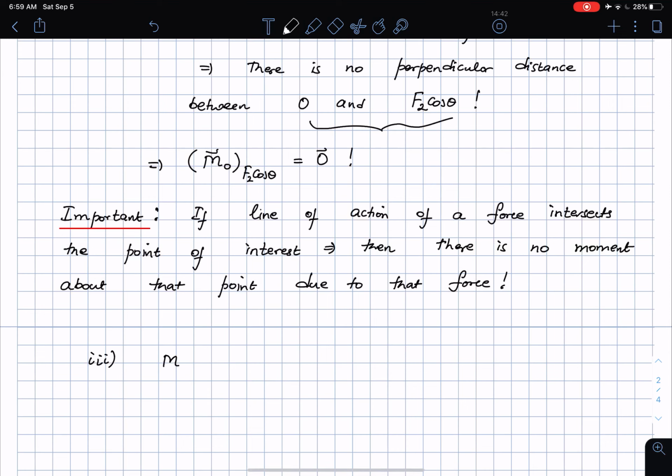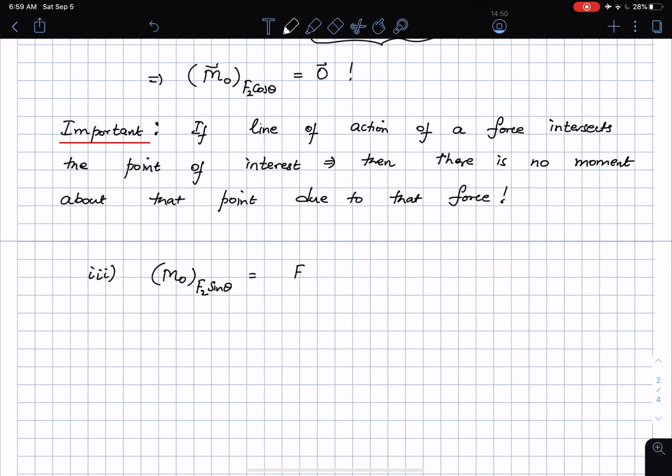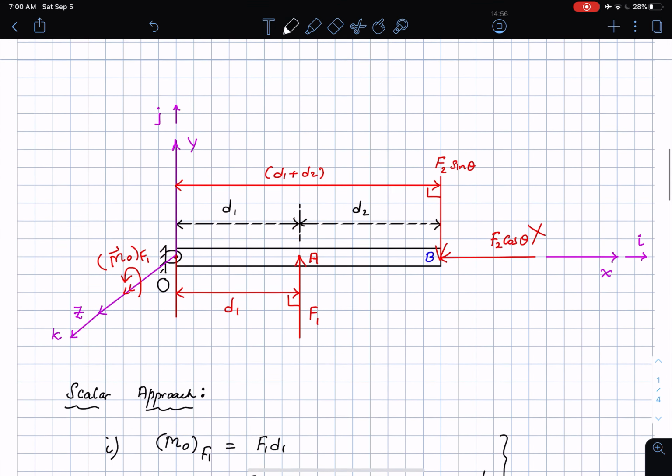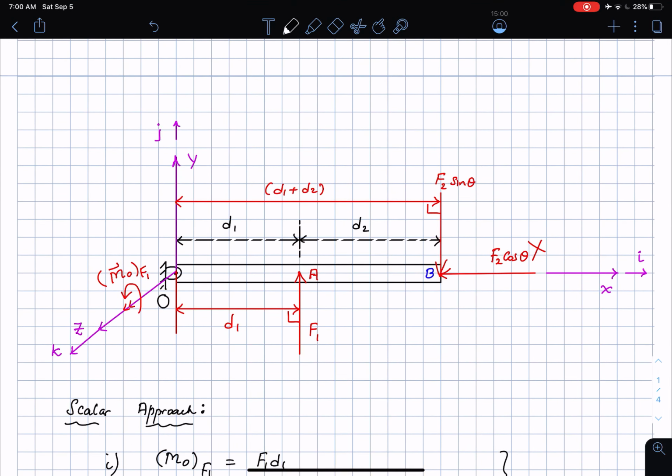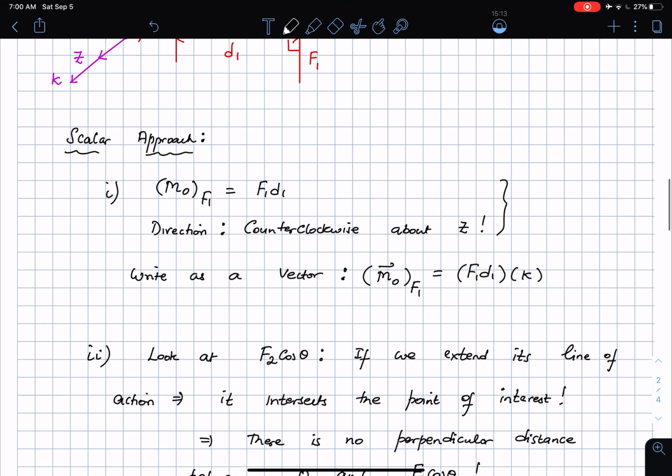So the moment about the point O due to F2 sine theta, I'm just using the magnitude, is going to be the force times the perpendicular distance. As you can see here, the perpendicular distance is D1 plus D2. So this is the force times the perpendicular distance, D1 plus D2. This is the magnitude, and in the previous case also, this was the magnitude. And then how about the direction?